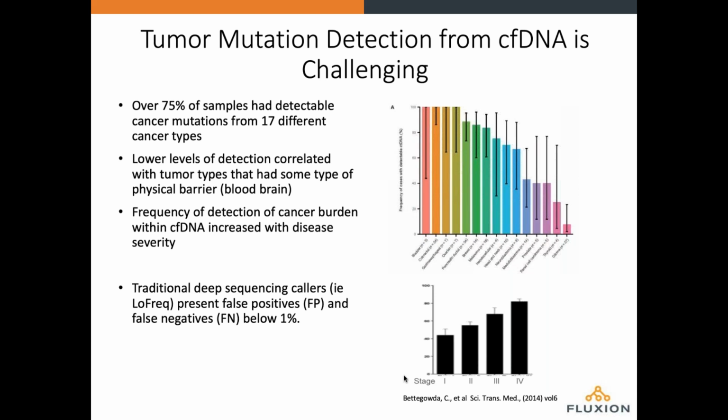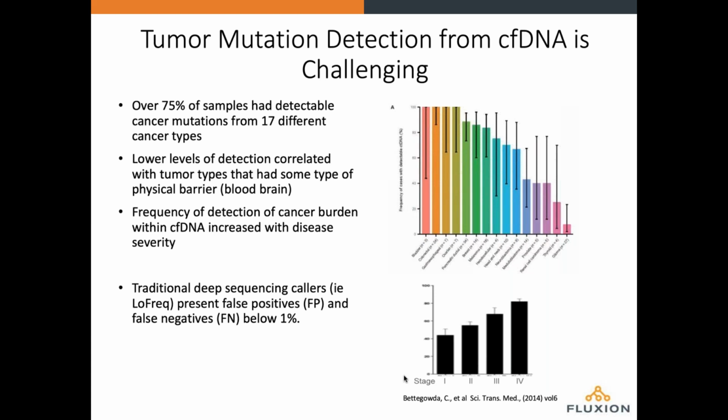We found that a lot of cancers do shed DNA into the bloodstream, which is great. This study found over 75% of samples across a number of different cancers at different stages were positive for ctDNA, circulating tumor DNA. However, there are significant differences between both the different indications and the different severity of the cancer.